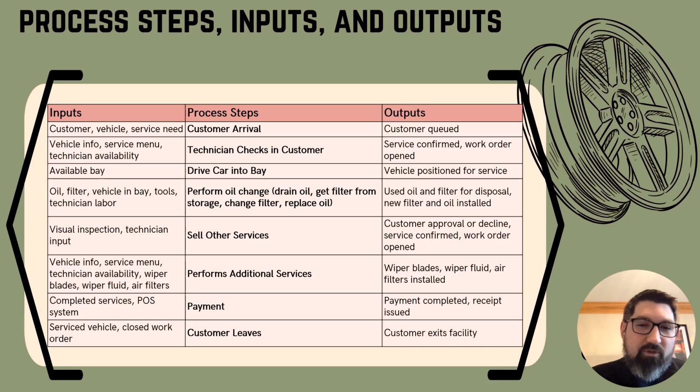While the oil change is taking place, a separate technician is attempting to sell additional services to the customer for things like new wiper blades, wiper fluid, cabin air filters, and potentially additional services as well. If the customer decides to purchase the additional services, the relevant inputs are the materials and labor associated with the specific services selected, and the outputs are the completion of those tasks and the disposal of any used materials. Once all services are completed, the customer's payment is processed, they are provided a receipt, and then the customer exits the service bay, opening it up for the next customer.